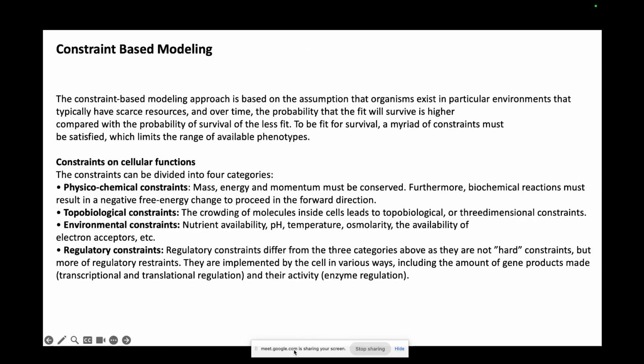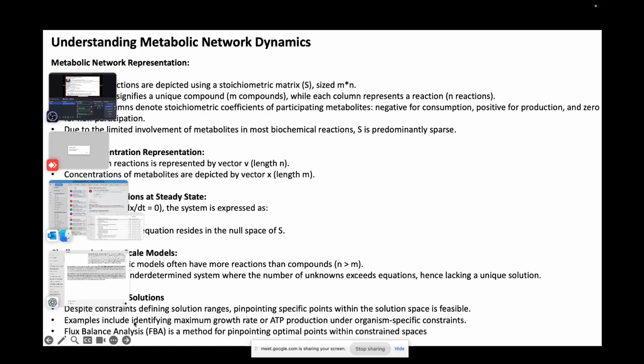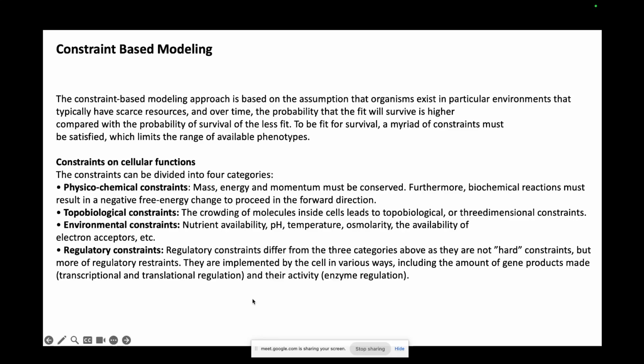Okay, before we go into flux balance analysis, we were talking about constraints, putting constraints in different regions in your solution space to find the most feasible solution. So this is what is known as constraint-based modeling.